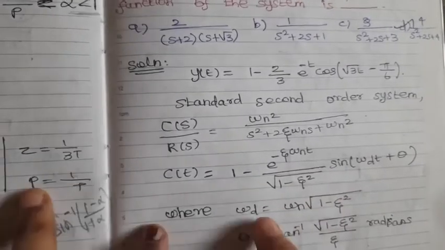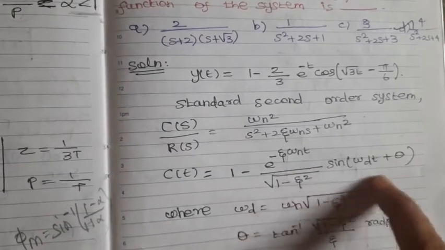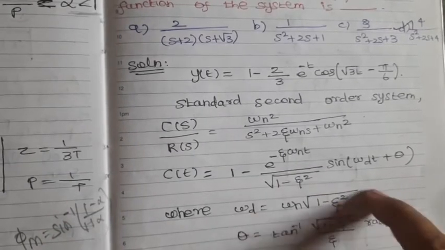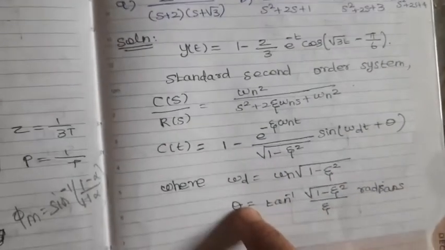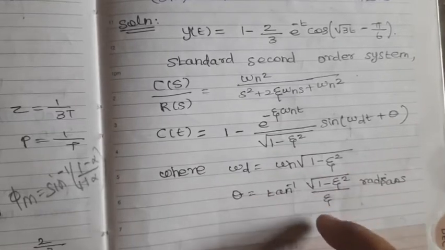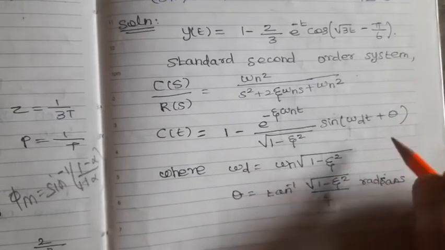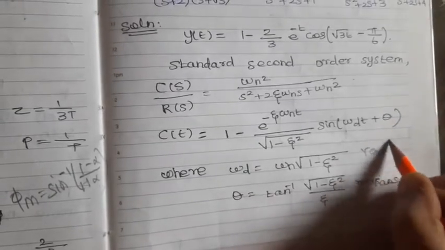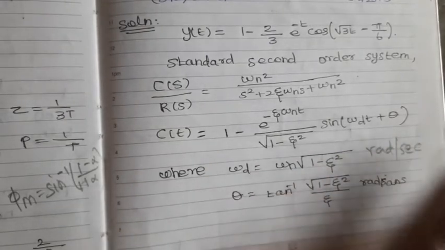What is omega d? Omega d is equal to omega n square root of 1 minus zeta squared. This is the omega d value. What is the theta value? Theta is nothing but tan inverse of square root of 1 minus zeta squared by zeta. Its unit is radians, and for omega d it is radians per second. So these are all the standard formulas.